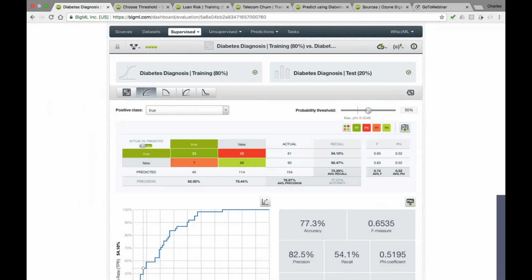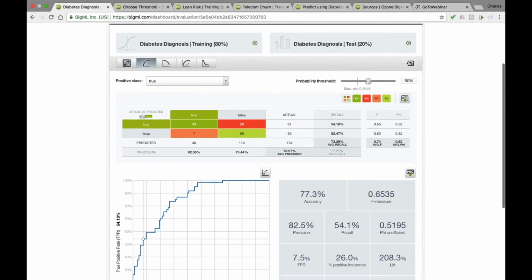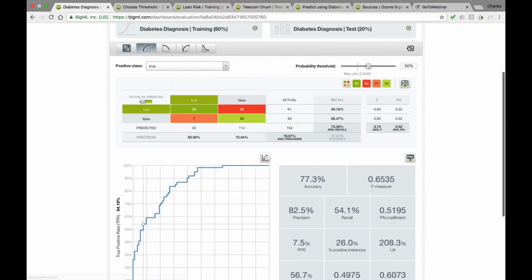So if I go over here, here's an evaluation I did on my diabetes diagnosis data set earlier today. Again, we've split the entire data set into a training set that has 80% of the instances and a test set that has 20%. And we've done our evaluation on this held out data, which is very important. You can read about that all over the internet, why you have to split up your training and test data to get an accurate evaluation. And so I've done that in this case, and here's the results of the evaluation. You can see I've selected the ROC curve to view here, and I've selected my positive class as being true, the people who have diabetes.